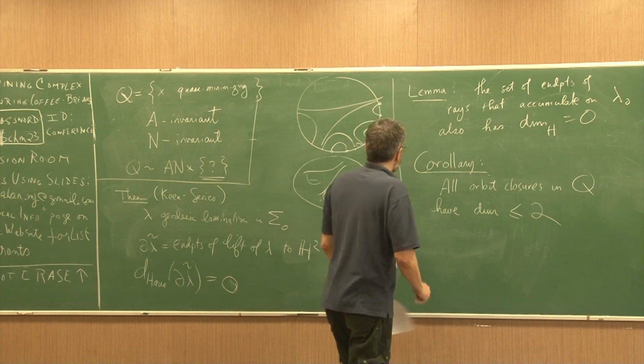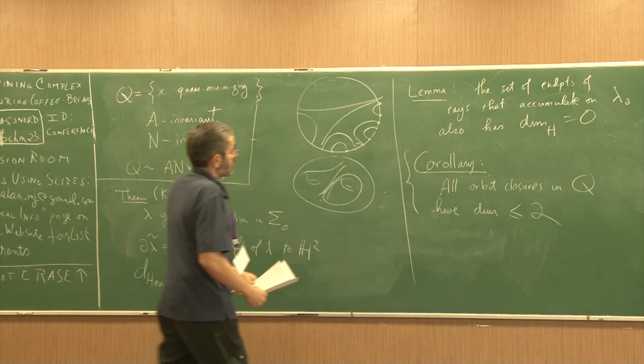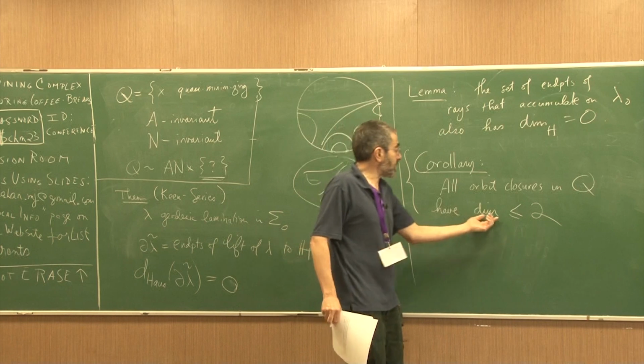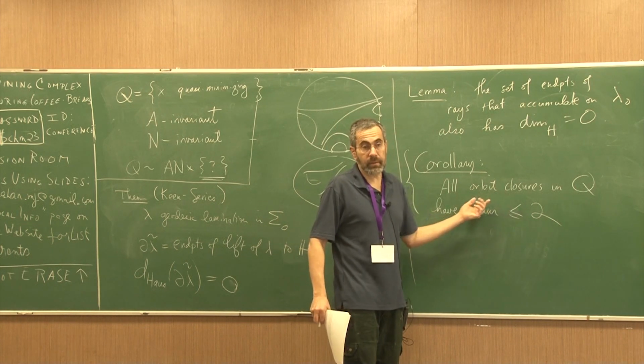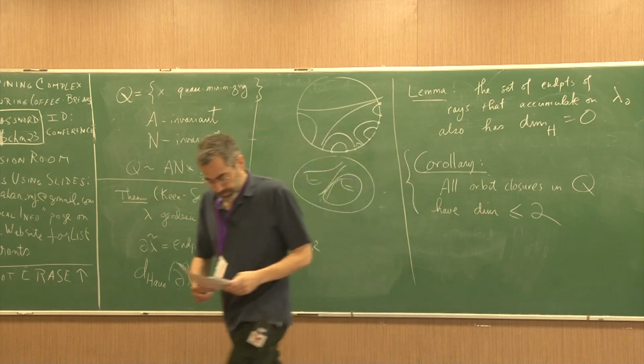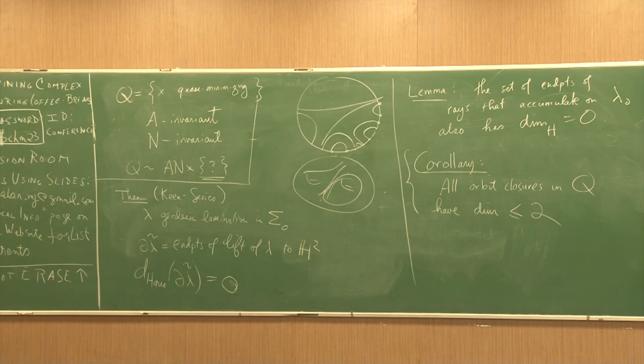Okay, so this is the first payoff you get for having this picture. A priori, the dimension could have been anything between 1 and 3, and this tells you that it's not. Okay. All right. So now what?